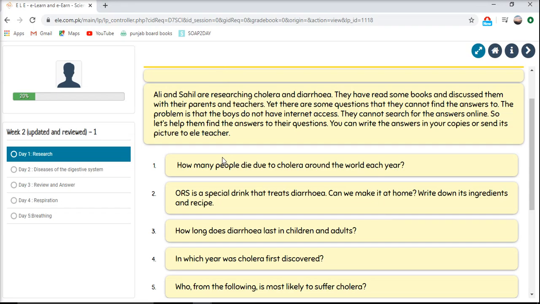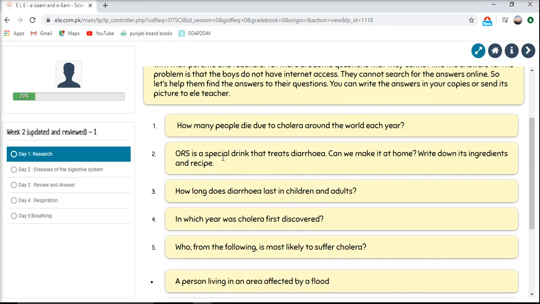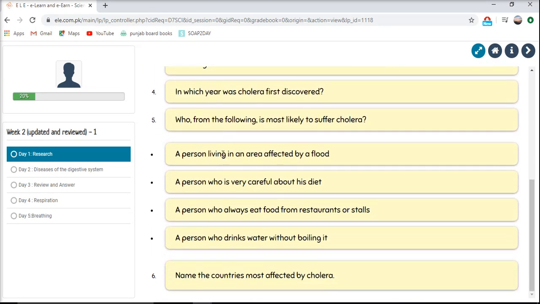Write the answers in your copy. You can take the picture of these answers, send it to your teacher, or you can send it to your tutor, anyone who can check your answers and see if they're correct or not. After doing this research, your Day 1 for Science is done. Hope you had fun in the research.